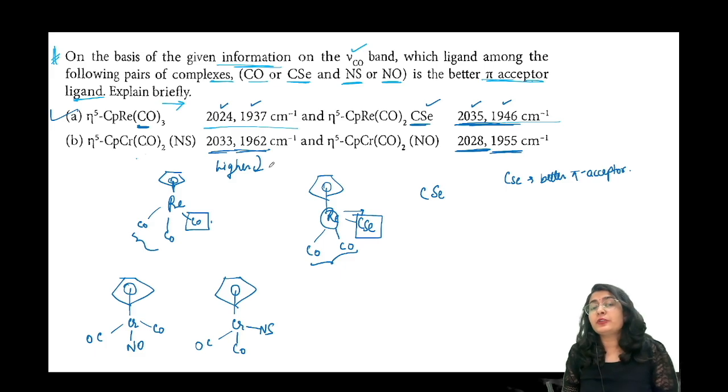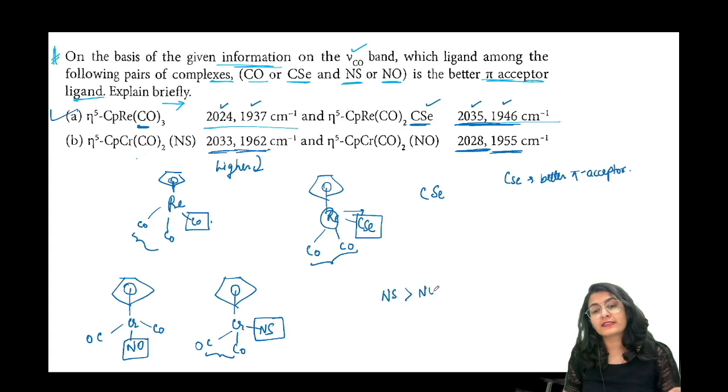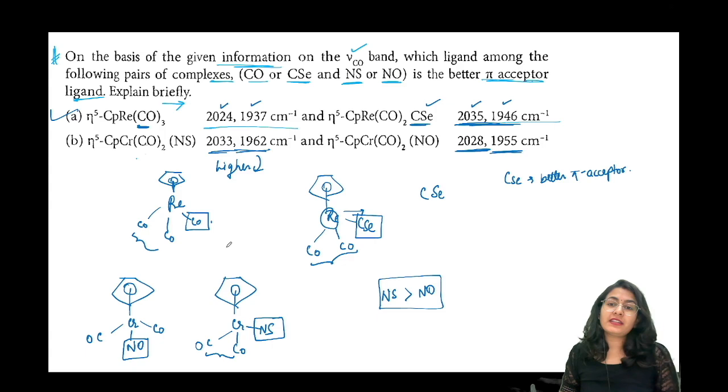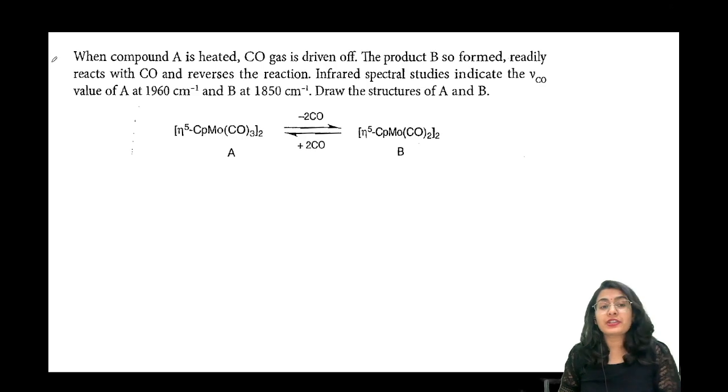So once again, when do you see the higher value? When you are having a better pi acceptor, then only you see the bond order is going to increase, and that's why the value is higher as compared to this. Okay, what does that mean? NS is again a better pi acceptor than NO. All right. So this is it. Very simple, just based on the stretching frequencies you had to say. Now we move onwards and do another question.